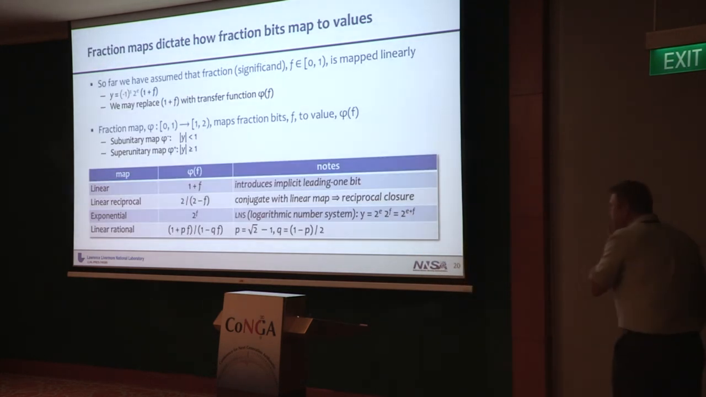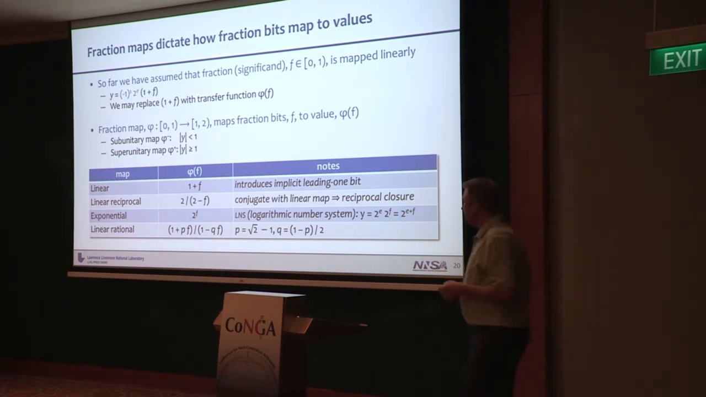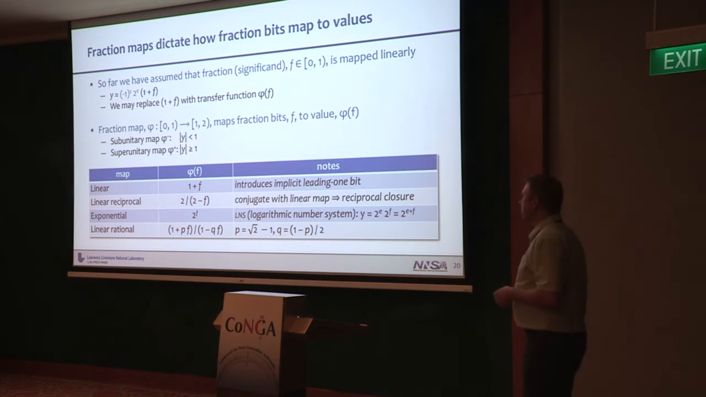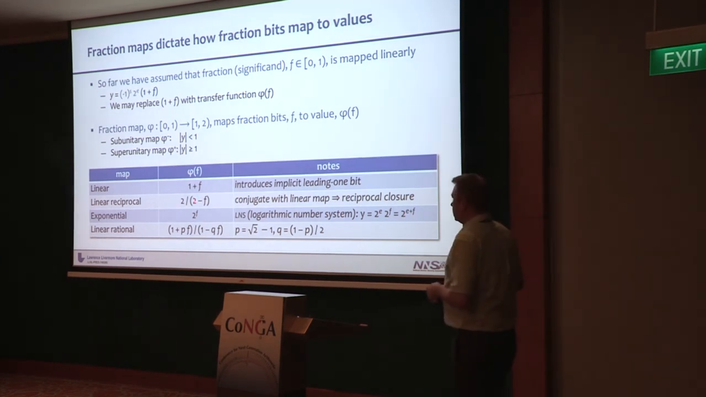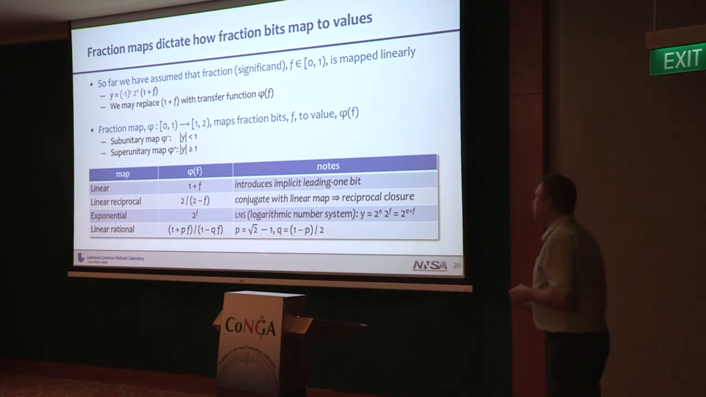All right, I'm going to talk about fraction maps. So we've assumed so far that we're going to map things linearly. So we have our number here, and the fraction bits just get mapped to a value by inserting the implicit leading 1 bit before it is the way to think about this. But we can use other transfer functions than just a linear one. So for instance, we might use this one. So what we need to do is we need to map fraction bits. We're going to assume that this fraction lives between 0 and 1, and we're going to map that to 1 and 2. Okay, so 0 needs to map to 1, and 1 needs to map to 2, and things need to increase monotonically in between.